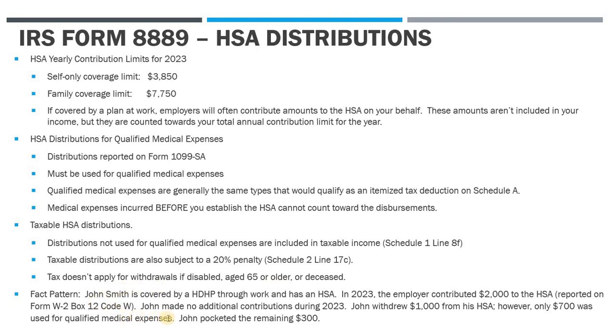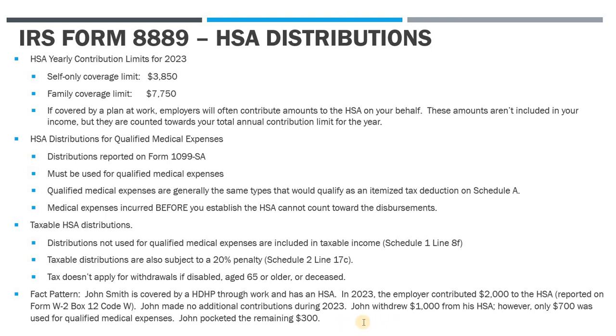We've got John Smith. He's covered by a high deductible plan at work, and through this plan, he also has a health savings account set up. Now, in 2023, the employer put $2,000 into that HSA. So this is reported on John's Form W-2, Box 12, Code W, and that contribution is not taxable income to John. The contribution does get reported on the 8889, and we'll look at that in a little bit here. Now, John made no additional contributions during the 2023 year, so the only thing that went in was the $2,000.